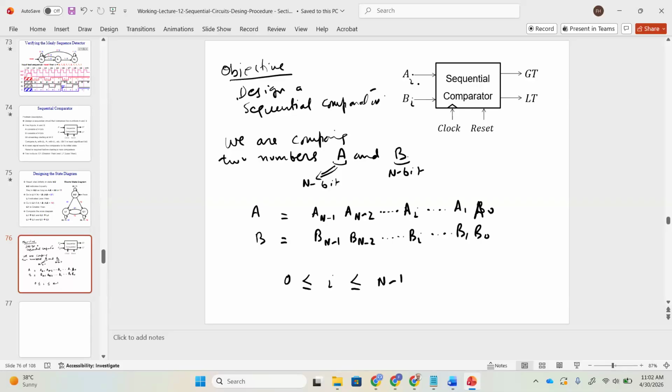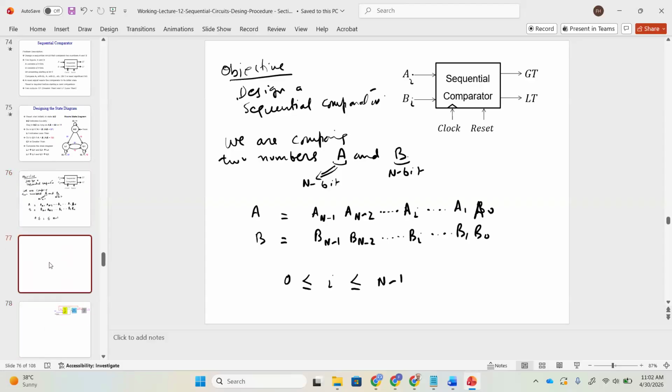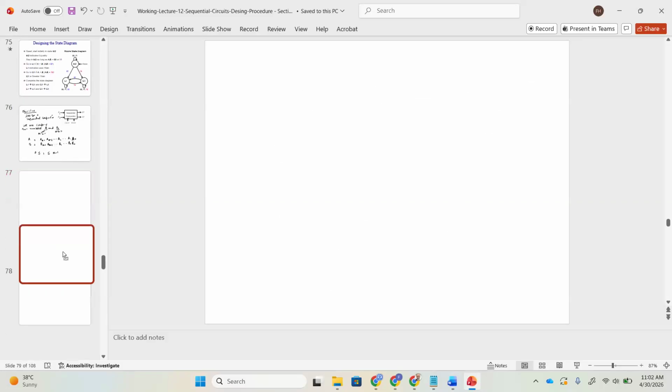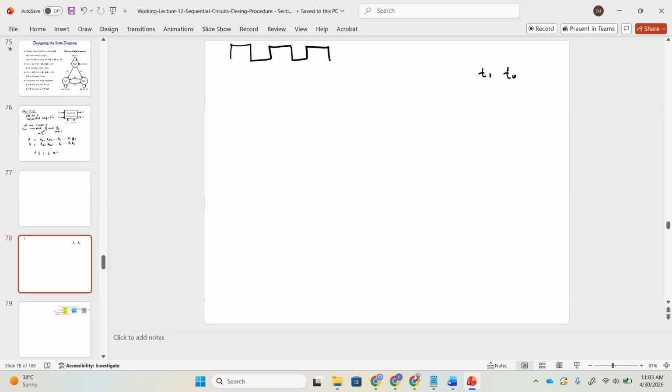I will explain this with an example. Let's assume we want to compare these numbers, and there are different time instances. Let's assume this is time t0, this is time t1. Please remember, in any sequential system, we take a decision at the edge of the clock. So let's assume this is my clock, and these are the time instants t0, t1, t2, and so on.